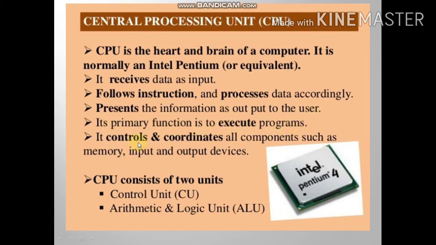It controls and coordinates all components such as memory, input and output devices. That means the use of CPU is that it processes the data. When the input comes, it processes it in the CPU, and after processing you get the information. That means data is inputted through keyboard, processed in the CPU, and you get the output as information. CPU consists of 2 units. Here 2 units are displayed. Actually there are 3 units: control unit, arithmetic and logic unit. One more is there, memory unit.